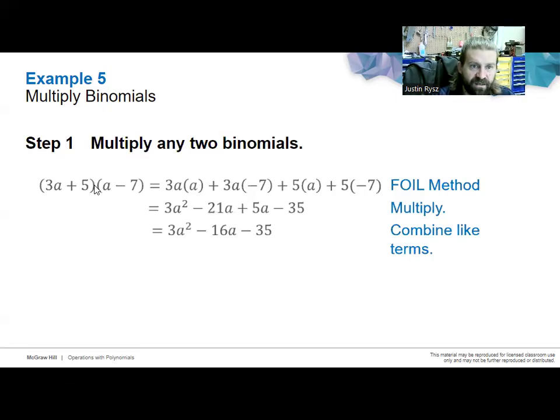So 3a times a is 3a squared. 3a times -7 is -21a. 5 times a is 5a. 5 times -7 is -35. I can combine those like terms in the middle, and we get 3a squared minus 16a minus 35. So that's what the first two multiplied together give us.